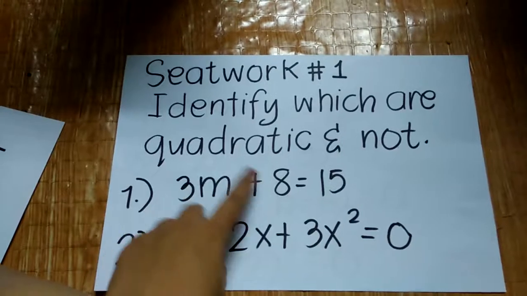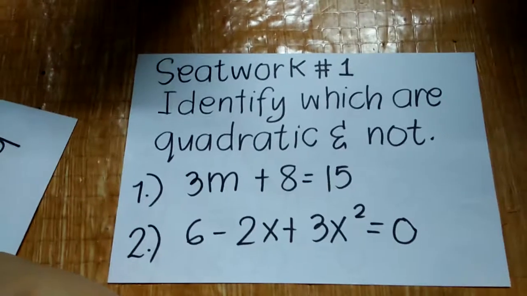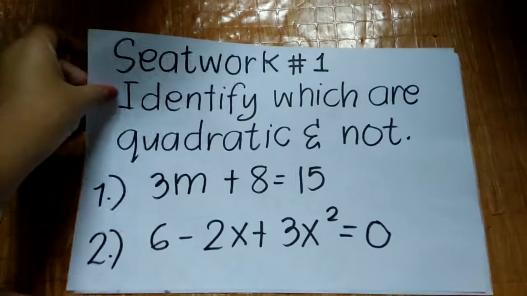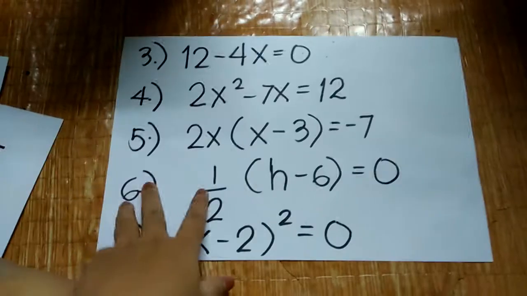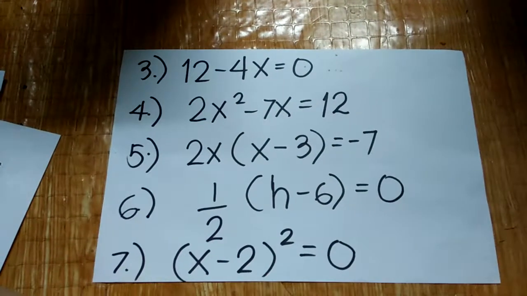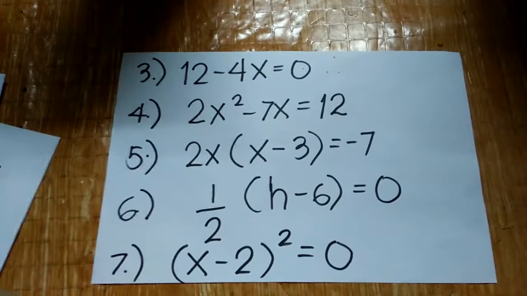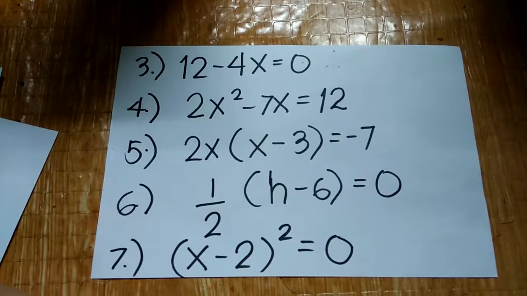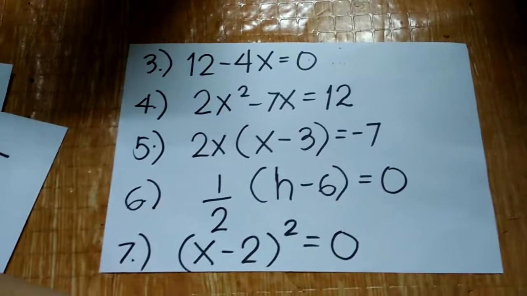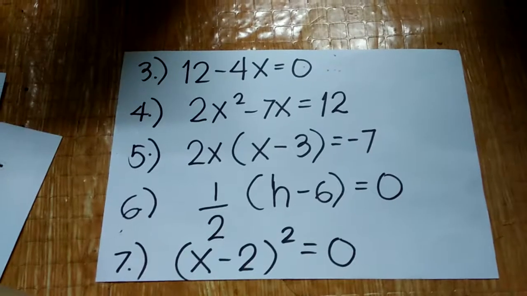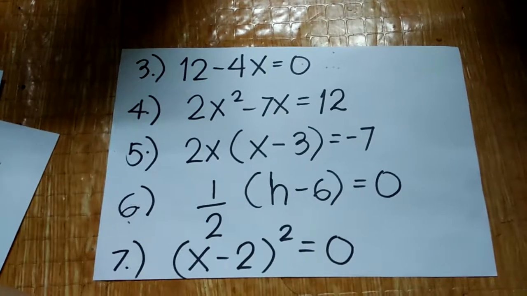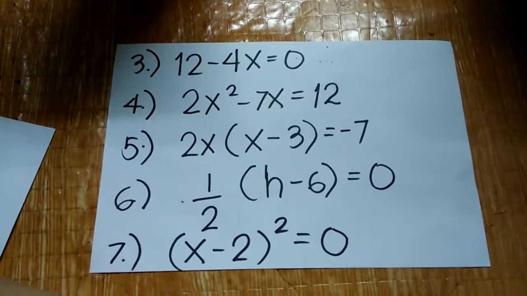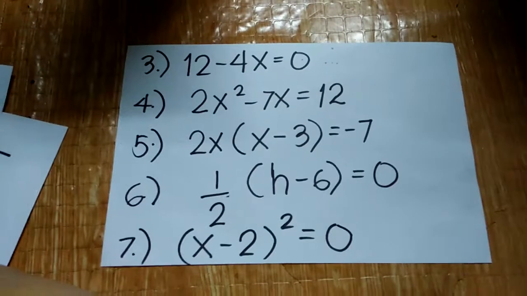Number 1, 3m plus 8 is equals to 15. Number 2, 6 minus 2x plus 3x squared is equals to 0. And then, ayan, number 3, 12 minus 4x is equals to 0. Number 4, 2x squared minus 7x is equals to 12. Number 5, 2x times the quantity of x minus 3 is equals to negative 7. Next, number 6, 1/2 times 6h minus 6 is equals to 0. And the last is x minus 2 squared, or quantity of x minus 2 squared is equals to 0.